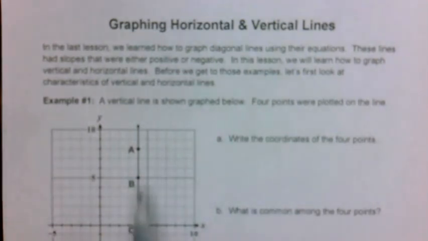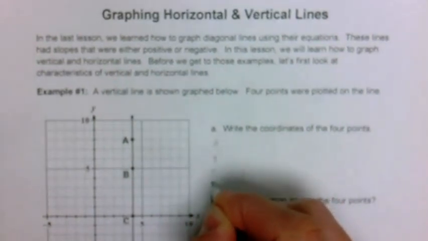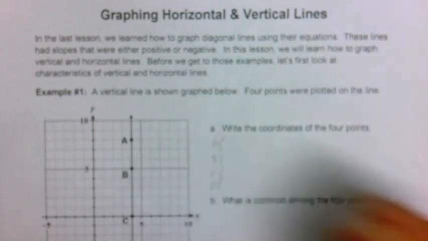In our first example, a vertical line has been graphed. 4 points were plotted on the line. Write the coordinates of the 4 points. So we have point A, point B, point C, and point D. And we're going to write their coordinates.